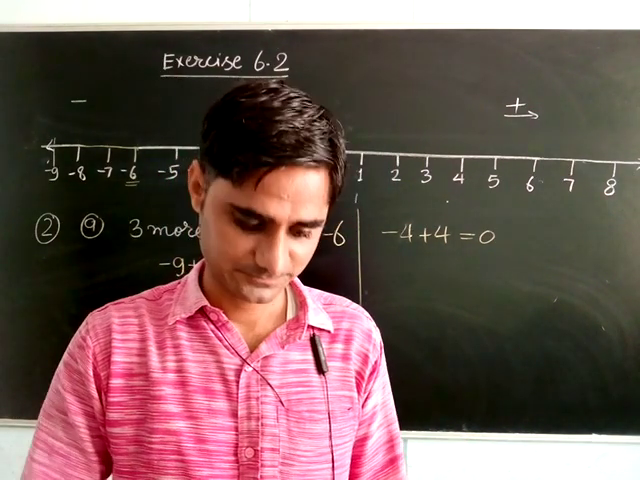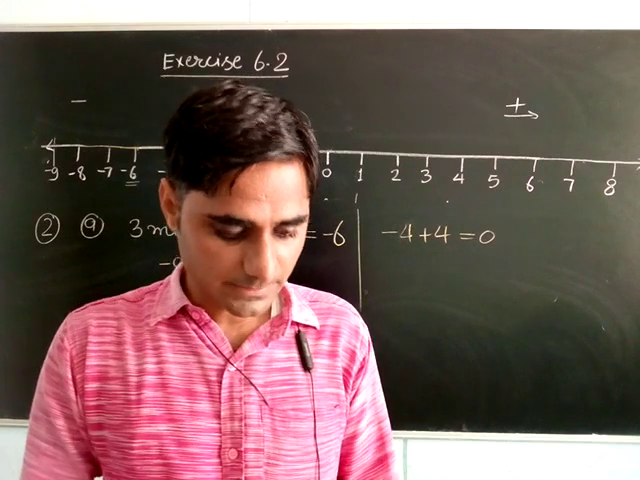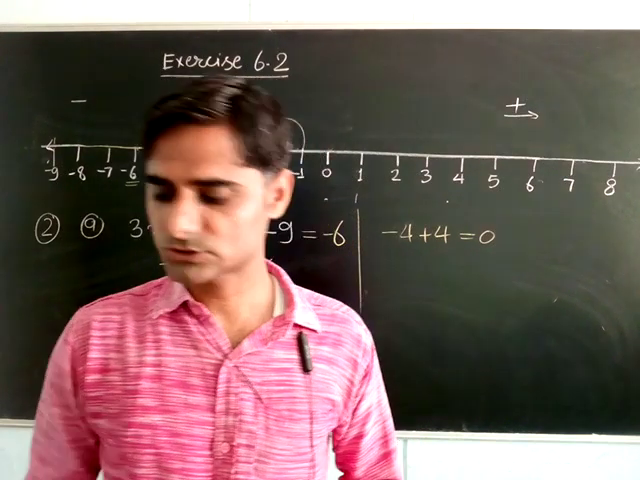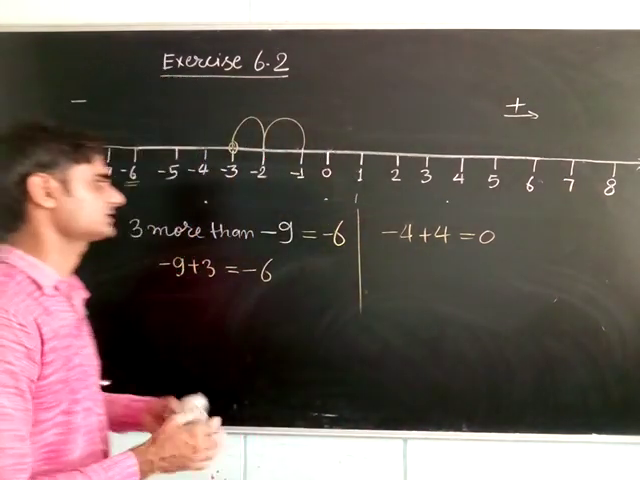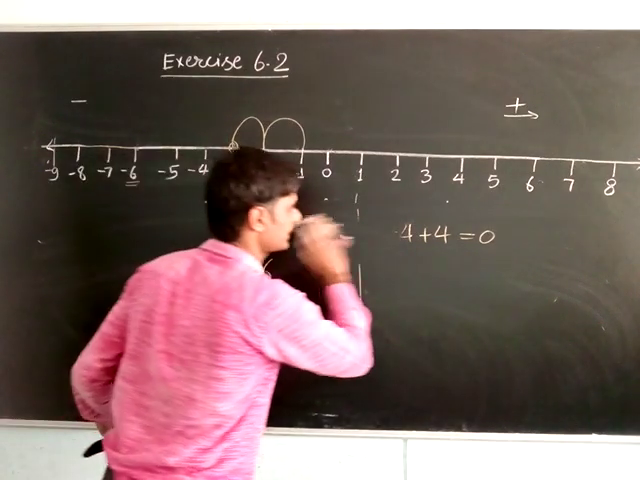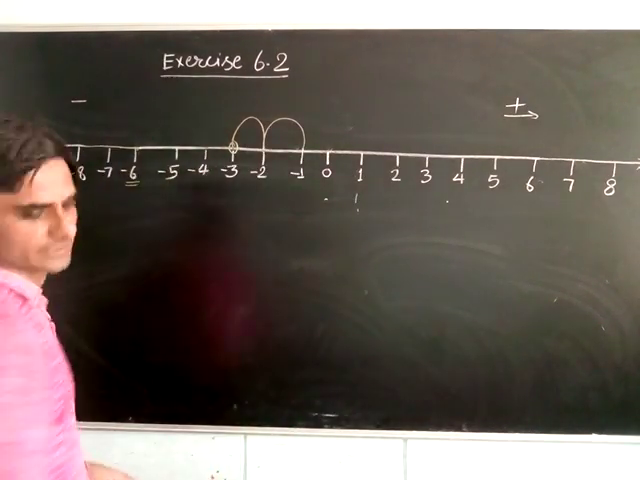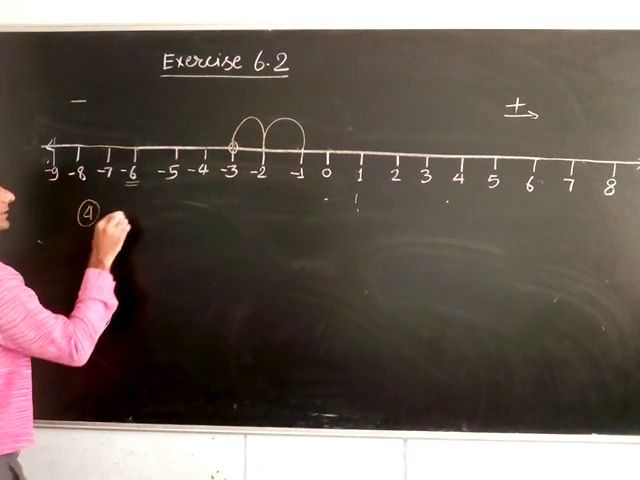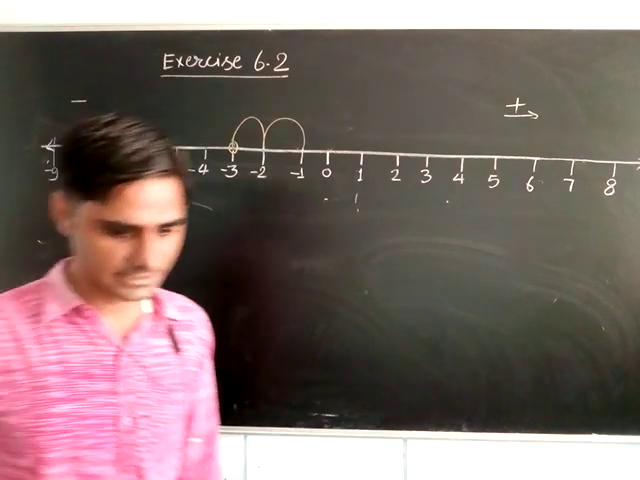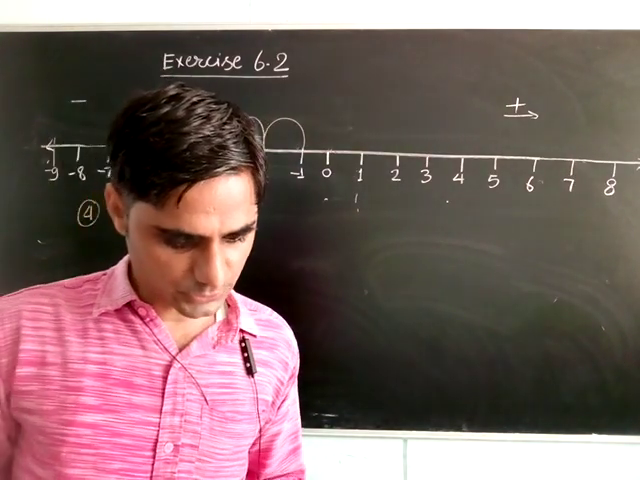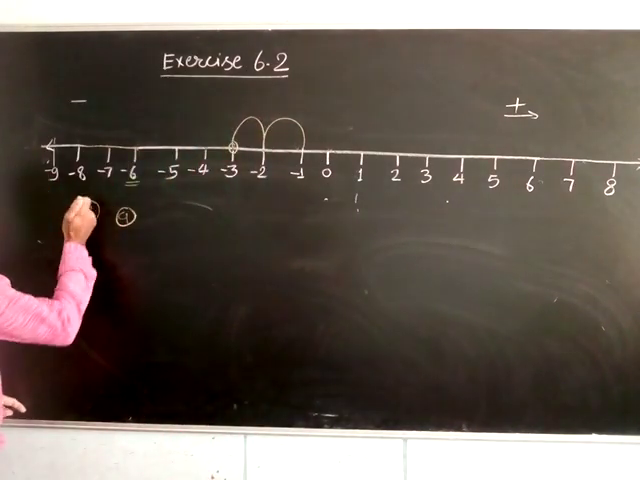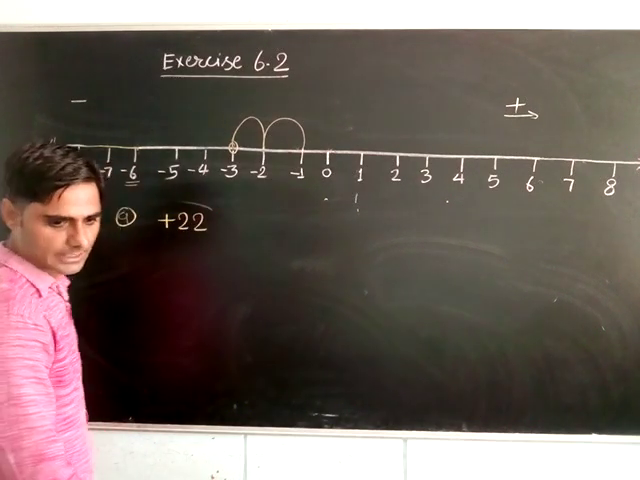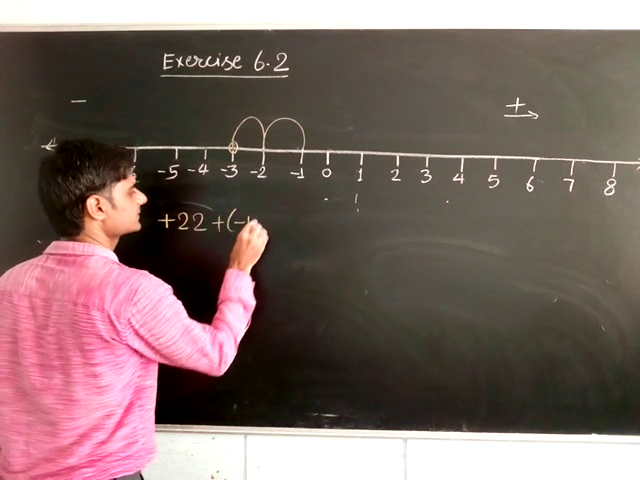Did you understand all? Okay. Hope you are getting it. Sorry, number 3. Number 3 question is find the solution of the following. Just we have to add, we have to subtract, whatever is given, follow the same. Okay, first question of the same is number 3. In this one, A is given: plus 22 plus minus 10. Right? Plus 22 and plus minus 10.